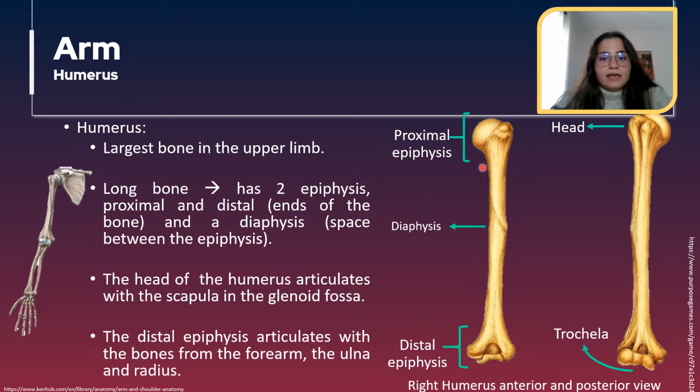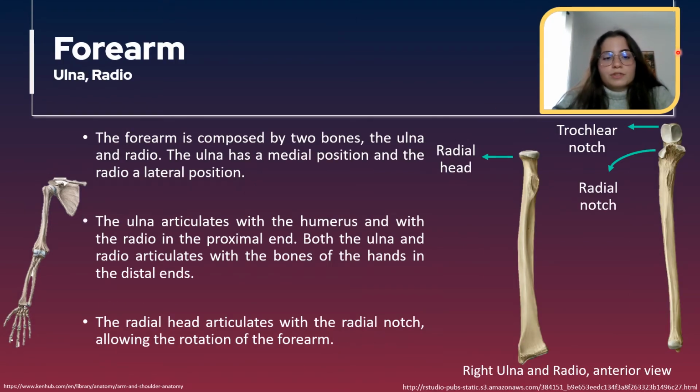It has a head in the proximal end that articulates in the glenoid fossa. And in the distal end, we find the structure, the trochlea, that allows the articulation with the bones from the forearm. And so the forearm is composed of two long bones, the ulna and the radius. And here is the ulna and here is the radius. As you can see in the image, the radius has a lateral position and the ulna a medial position.